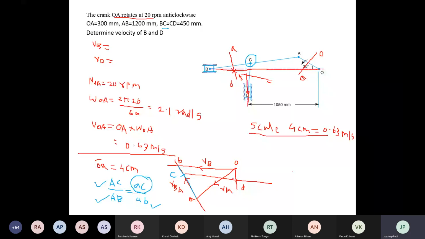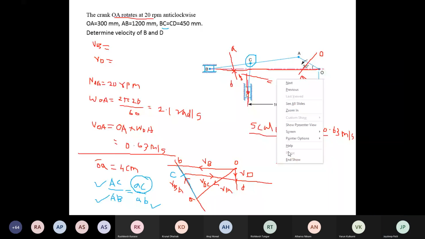Okay, now you have to show the velocity. Towards D is the velocity of D. Again, from this C towards D is nothing but the velocity of D with respect to C.